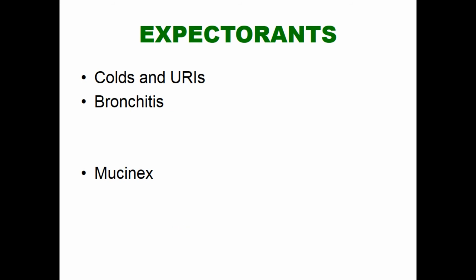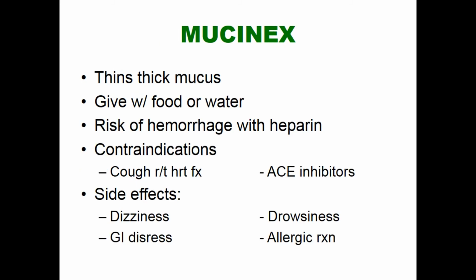Expectorants such as Mucinex are used for colds, upper respiratory tract infections, and bronchitis. Mucinex thins thick mucus. We need to give it with food or water. There is a risk of hemorrhage when given with heparin. Contraindications include a cough related to heart failure. It's not going to cure that kind of cough. Or ACE inhibitors. Side effects include dizziness, GI distress, drowsiness, and allergic reaction is possible with this medication.